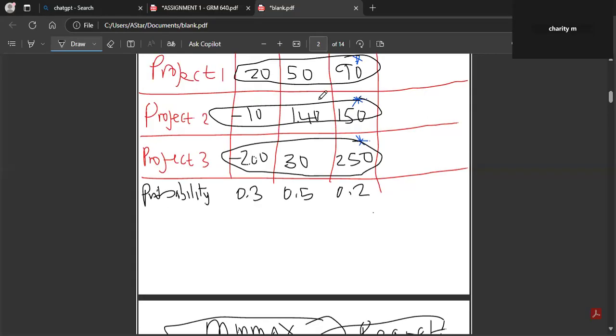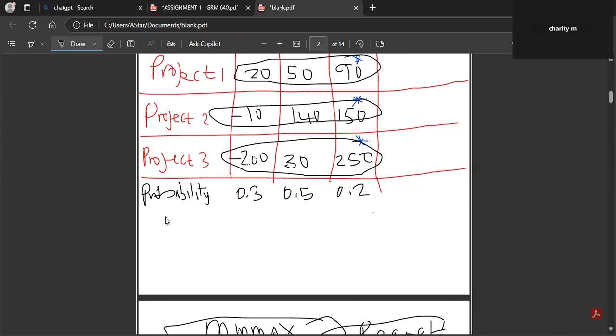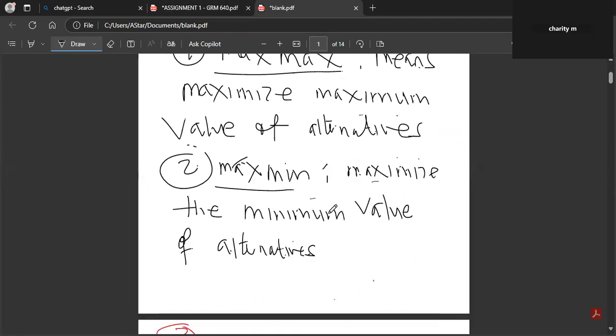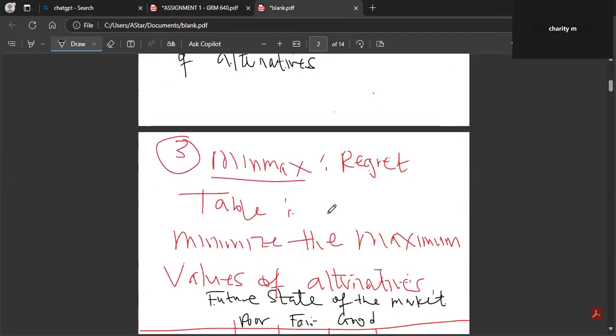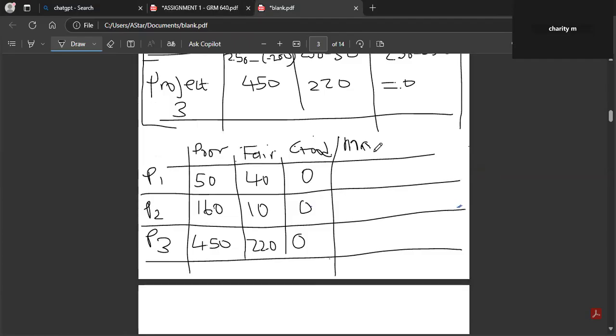So the question is asking us to find the minimax, which is to minimize the maximum value of alternatives. That's what it means by minimax. It's a regret. So what is the maximum value? The maximum values are 50, 160, and 450.